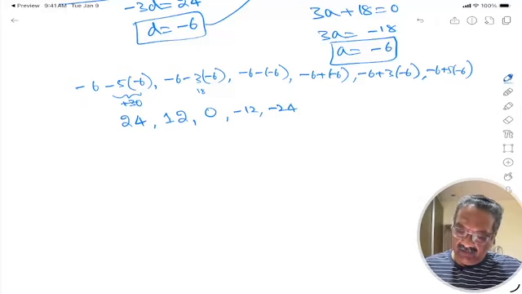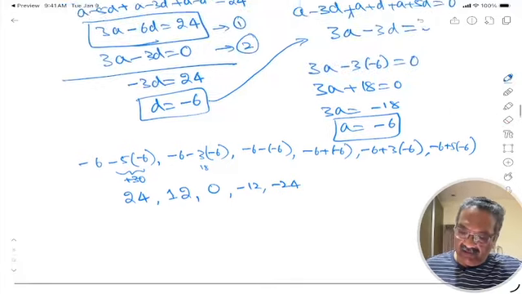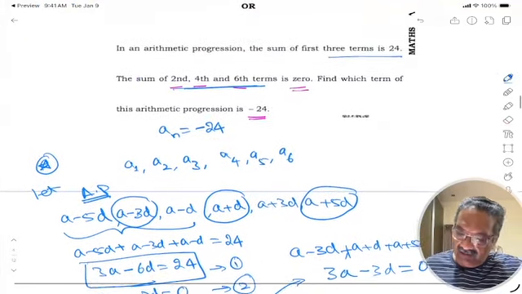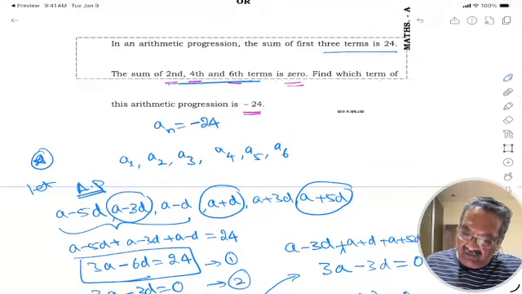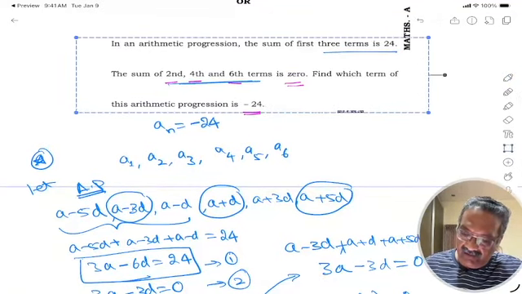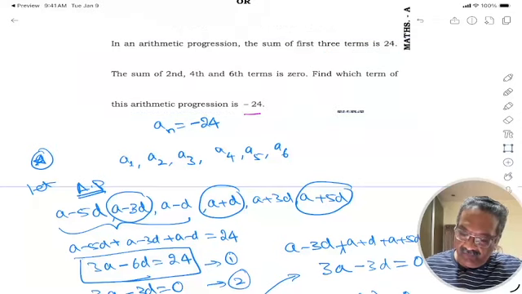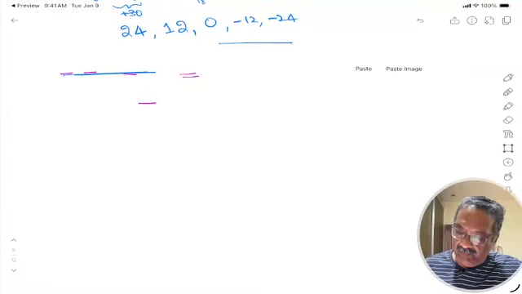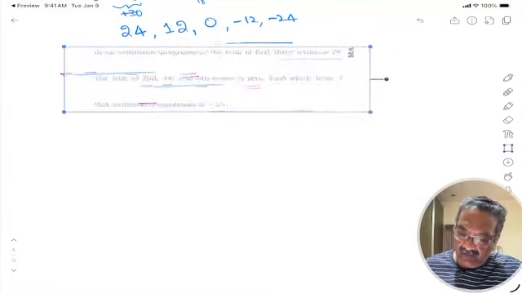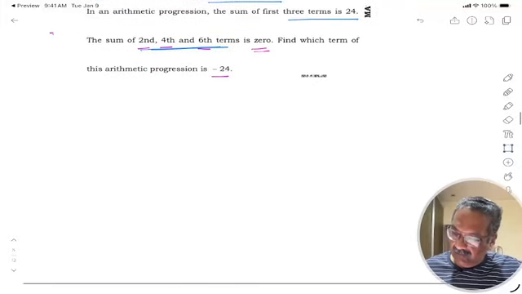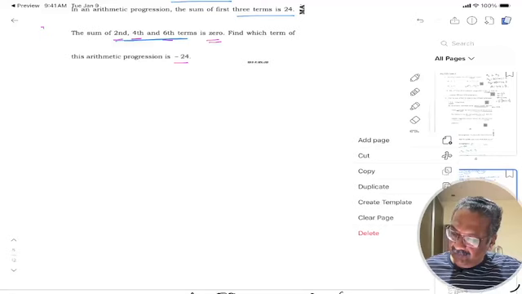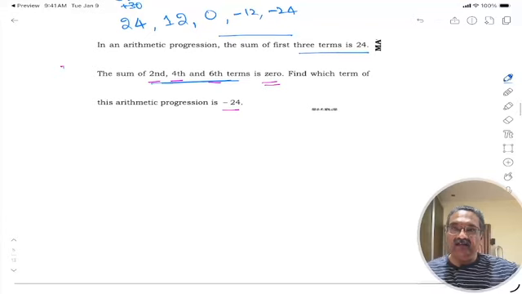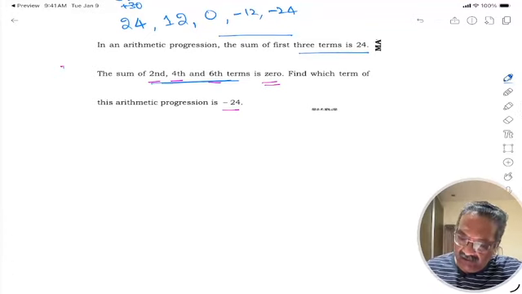Okay, let us solve this. We will try to solve this in a different manner. Let's not assume it like this. It is not correct. I will take this out again. Let's do it once again. The sum of the first three terms is 24. We will take it as a normal AP.